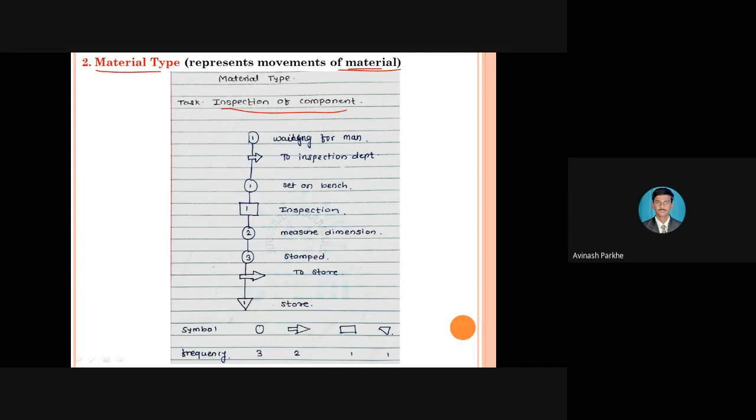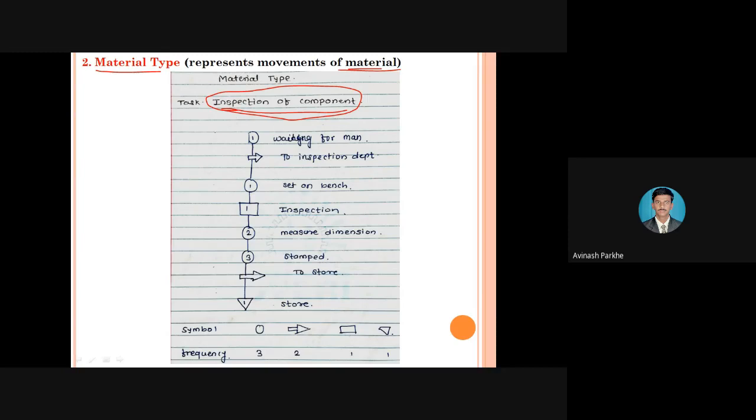Which example have I considered? Again, I have considered the same example, that is inspection of the component. Again, I have to go for the inspection of the components. In the previous chart, activities performed by the man are represented, but during the inspection the material is also moving from one location to another location, then from the second location to the third location. All those movements are represented by using this material type of flow process chart.